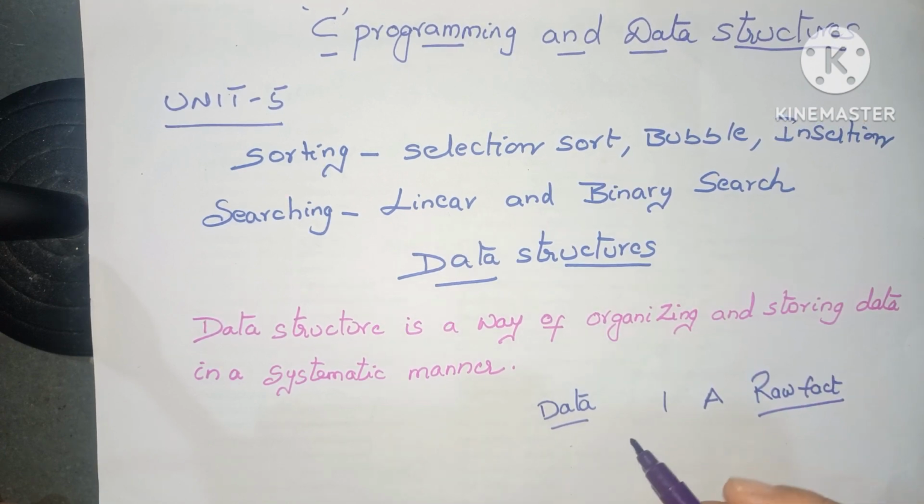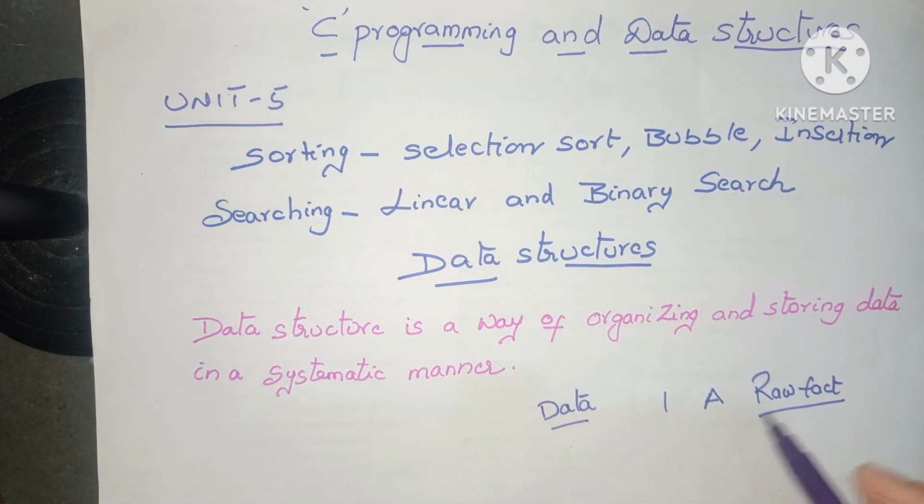What is structure? Raw fact means it has no meaning. Data with meaning is known as information, but just anything is called data. So what is structure? Structure means systematic arrangement of data. After collecting all the data, what is the purpose of collecting the data? How to organize the data in a proper way, that is called structure.